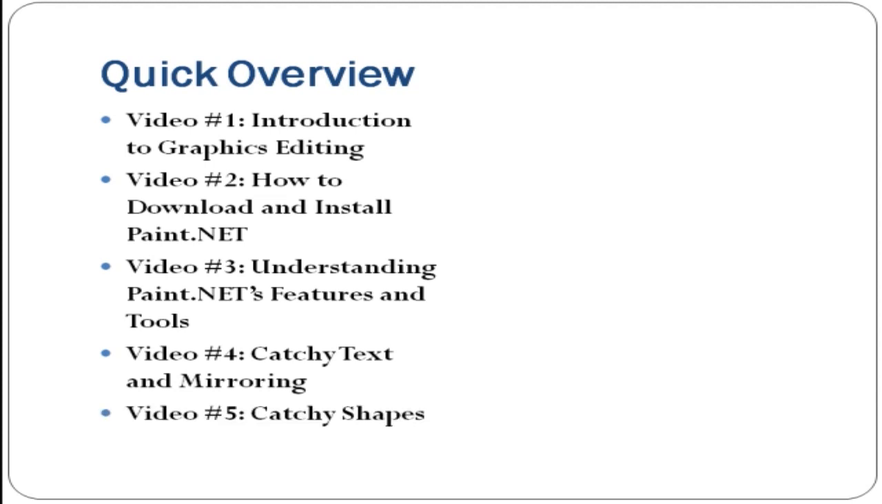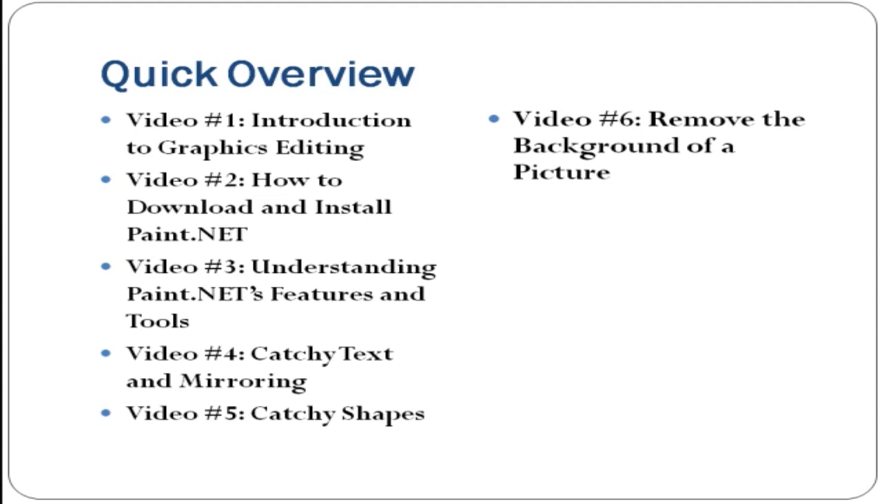Video number five, we're going to talk about catchy shapes, how to use shapes effectively in your images and so forth. Video number six, we're going to talk about how to remove the background of a picture. Let's say, for example, that you found a picture on a royalty-free site, and it's a picture of somebody that you want. However, you don't want the background. You want to put them on a white background, or you want to take that object, person, machine, whatever, or building or any type of objects, you want to take them out of that background and put it into another background. I'll show you how to do it the quick and easy way.